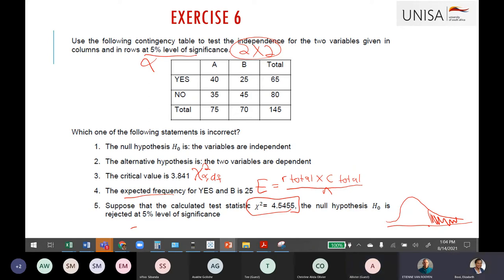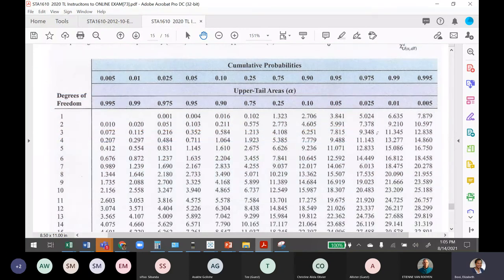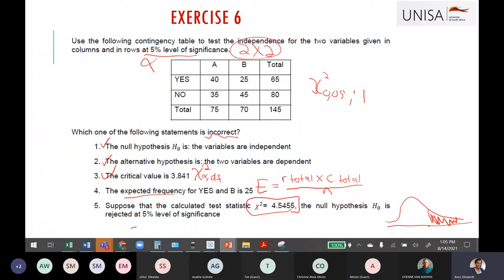Let's do this. Number one, the null hypothesis is that the variables are independent. Correct. And the alternative will be correct if number one is correct. Critical value: alpha is 0.05, and your degrees of freedom is one. So when you go to the table, look for 0.05 and 1, because 1 is the first line: 3.841. So the critical value is correct.